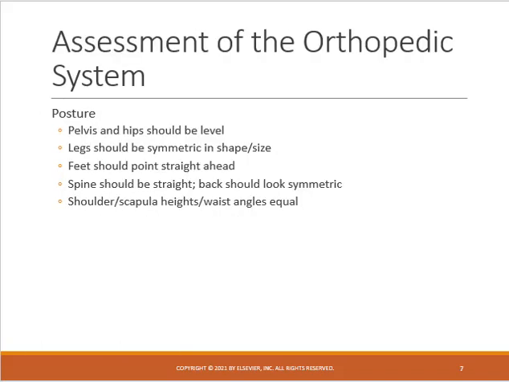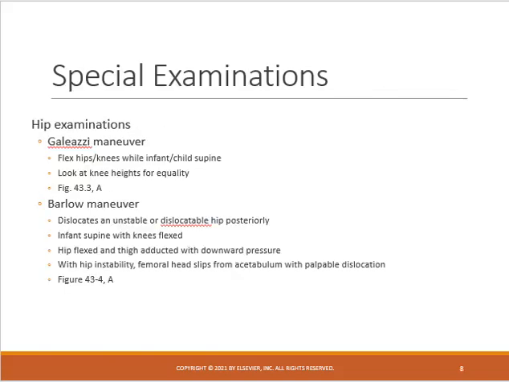When you're checking for posture, you want to assess that the pelvis and the hips are level, that the legs are symmetric in shape and size, that feet are pointed straight, that the spine is straight, the back should look symmetric, and the shoulders and scapula heights should be equal, and the waist angle should be equal.